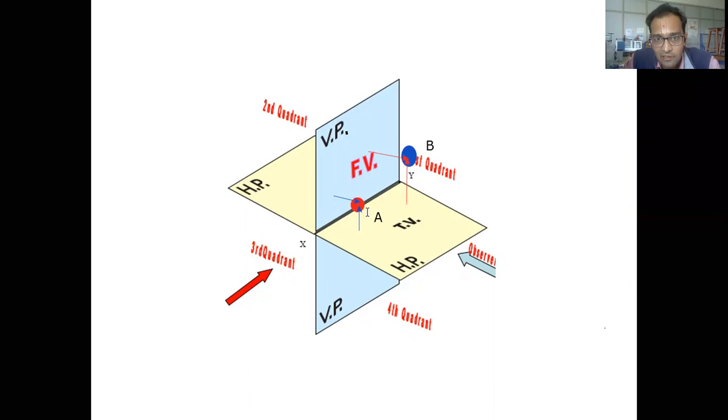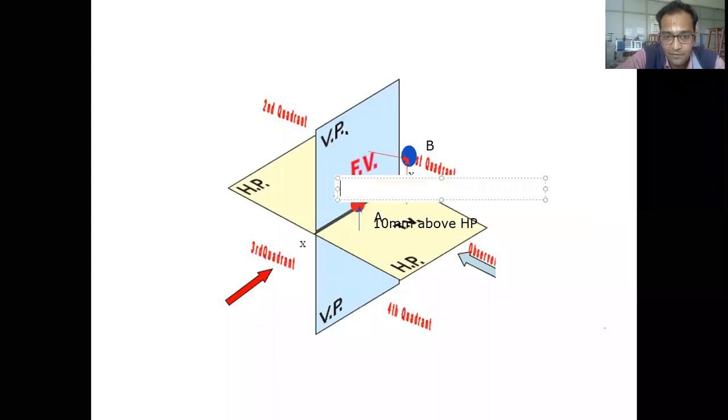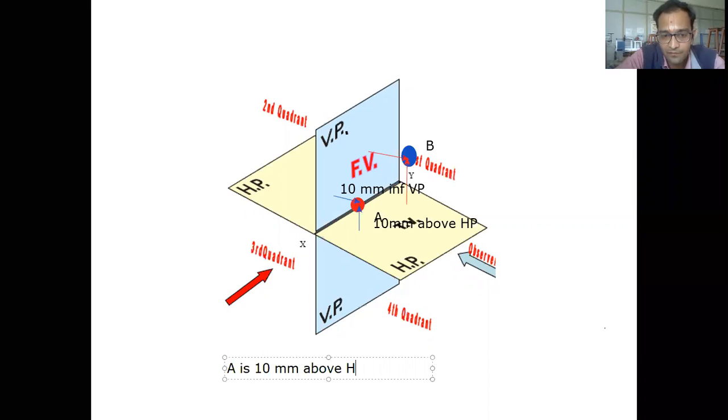Here I am going to say point A is 10 mm above HP and 10 mm in front of VP. This is for point A. Let me mention it over here also. Point A is 10 mm above HP and 10 mm in front of VP. This is the data for point A. Now let me mention the data for point B.